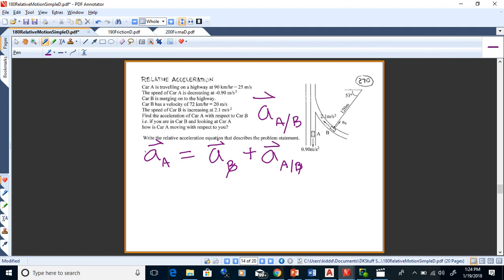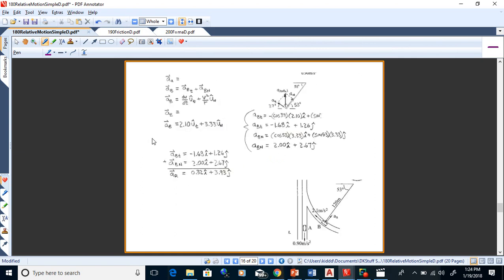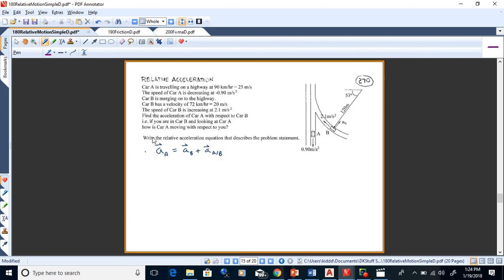So that's the equation I want to work with. Just like before, if I get the acceleration of A and the acceleration of B, I can find the acceleration of A with respect to B. So I'm going to work with a sub A equals a sub B plus a sub A with respect to B.